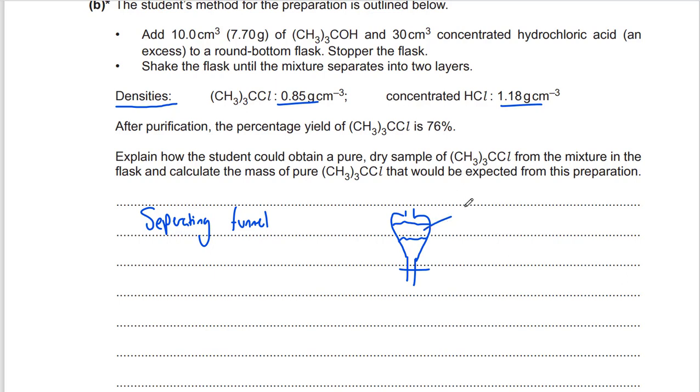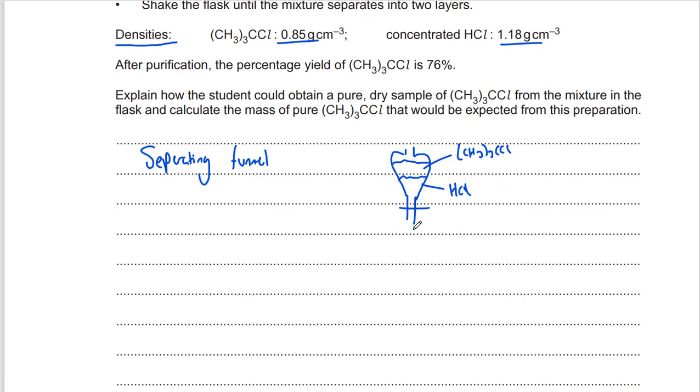So that means our product is in the top layer because it's lighter, so it's going to be on the top. So CH3CCl is on top, HCl is on bottom. So the one we want is on the top. That's fine detail. You need to include things like that to get the top marks. So you remove the bottom layer. Keep the top layer.